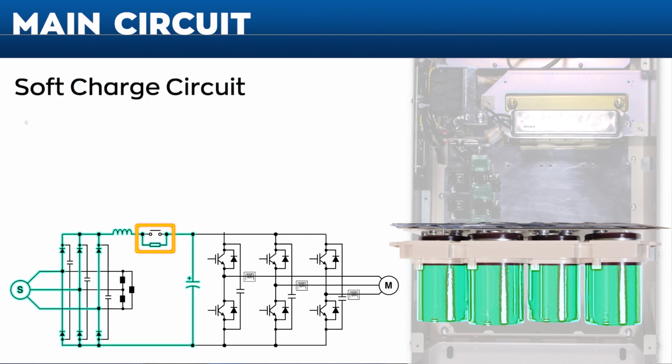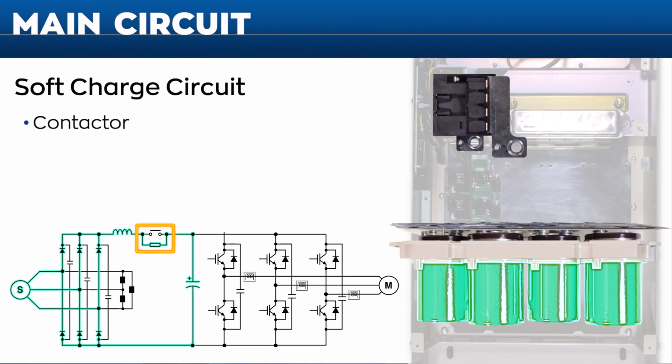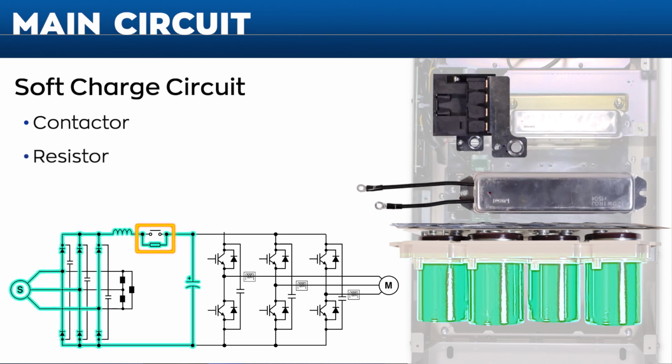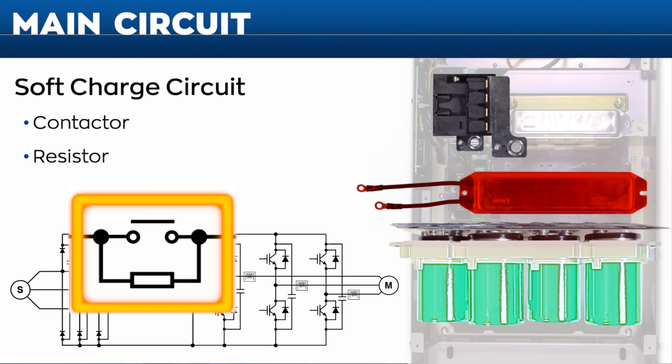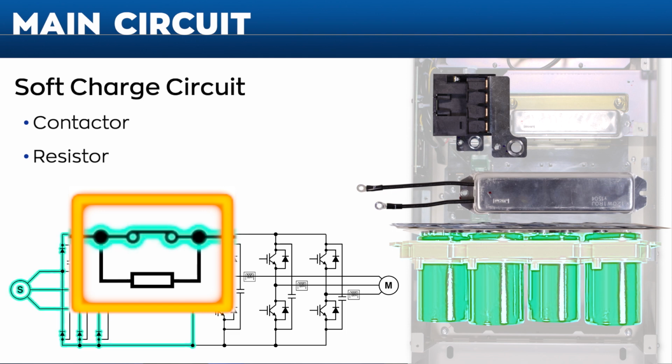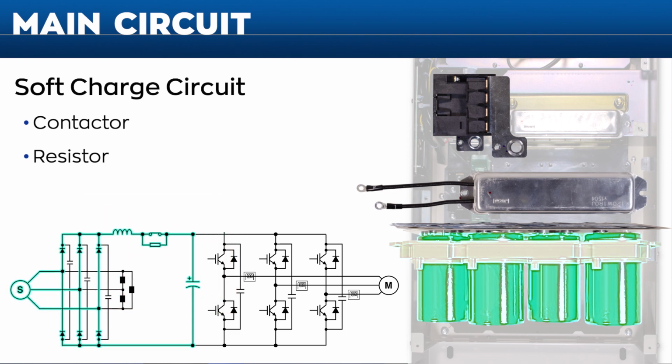The soft charge circuit is made up of a contactor and a resistor. Now, the resistor limits the current flowing to the capacitor. After the capacitor charges, the contactor closes and bypasses the resistor. Remember, electricity, like most of us, will follow the path of least resistance.